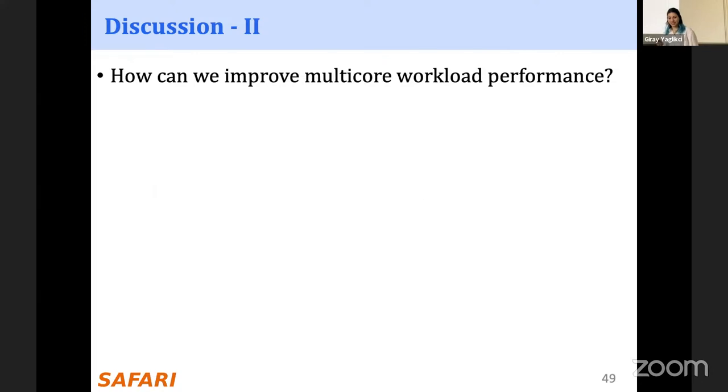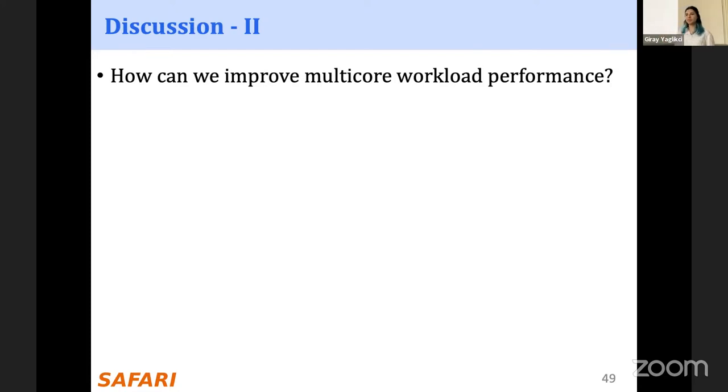Okay. So the second discussion point: how can we improve multi-core workload performance? I complained about it a lot and talked about the sources of it. One main source is counter saturation. You are incrementing a lot of counters, and it creates inaccuracy and increases the error margins in those counter values. That's what causes the performance overheads for these workloads. Can you think of any high level ideas of how to solve this?